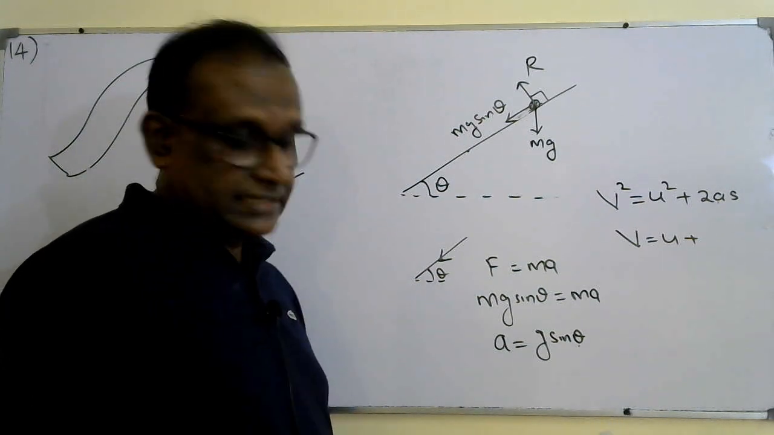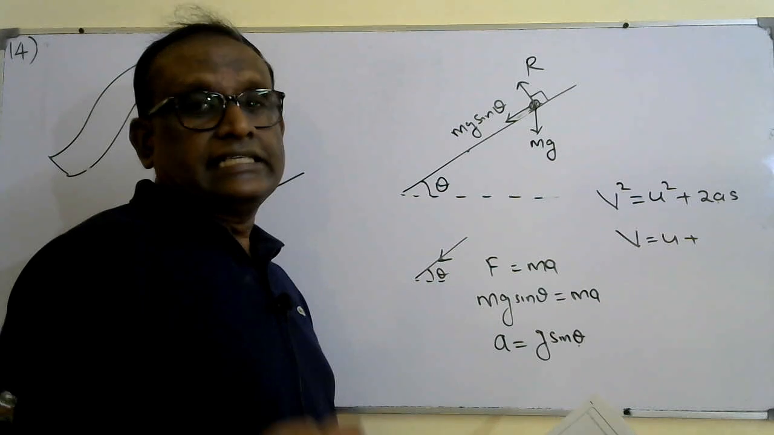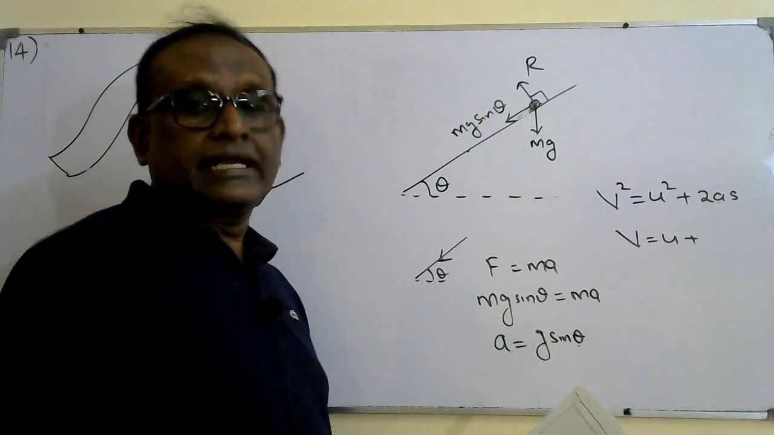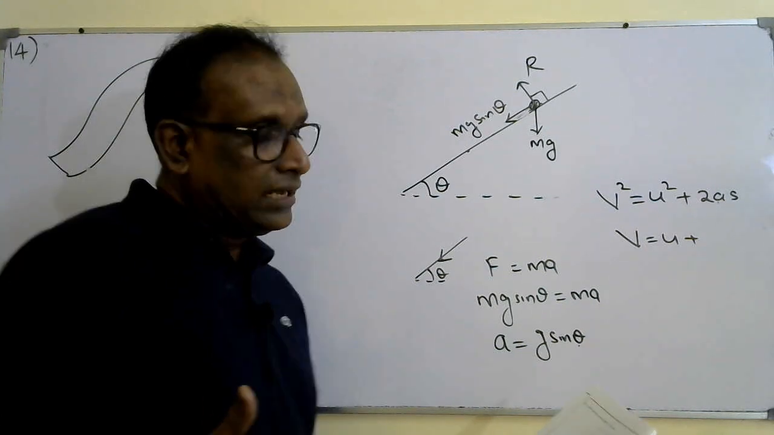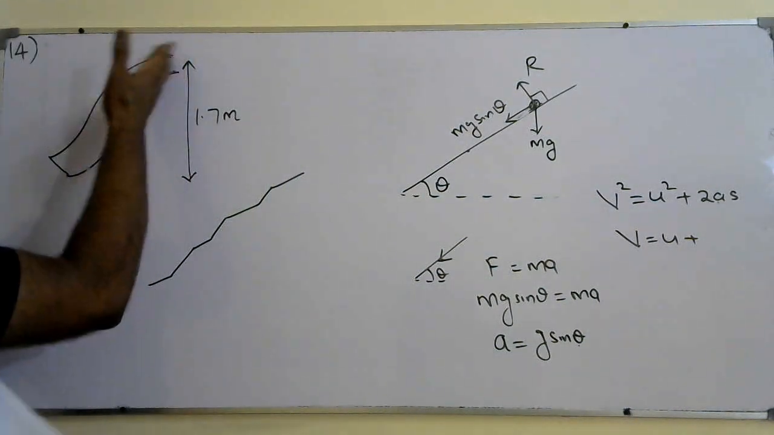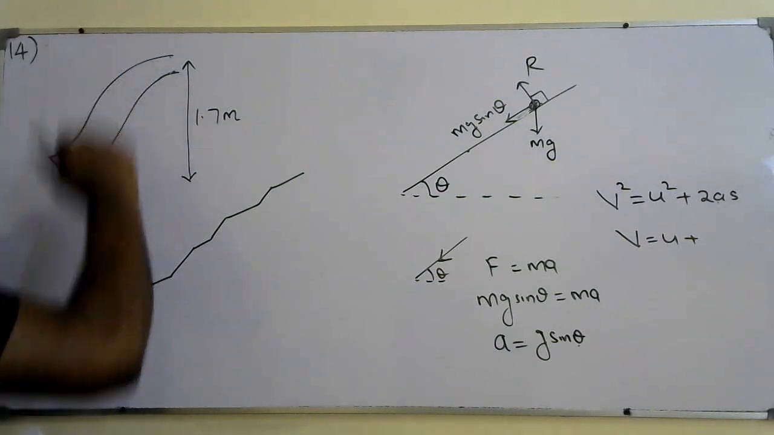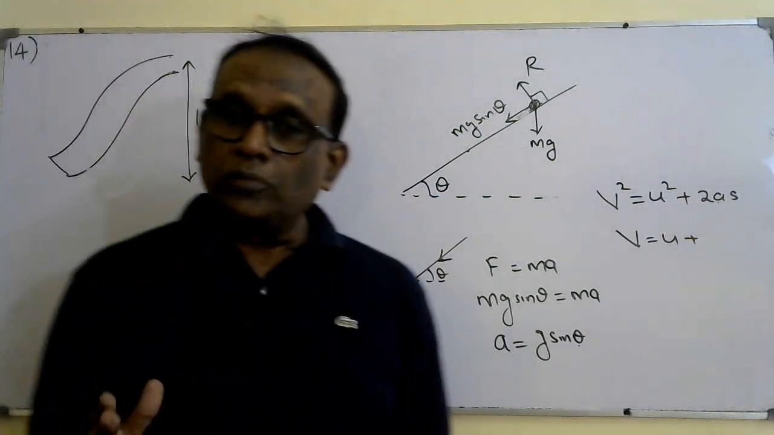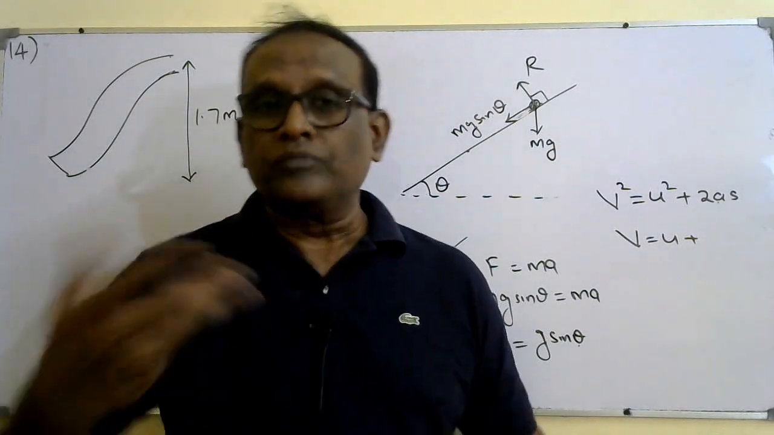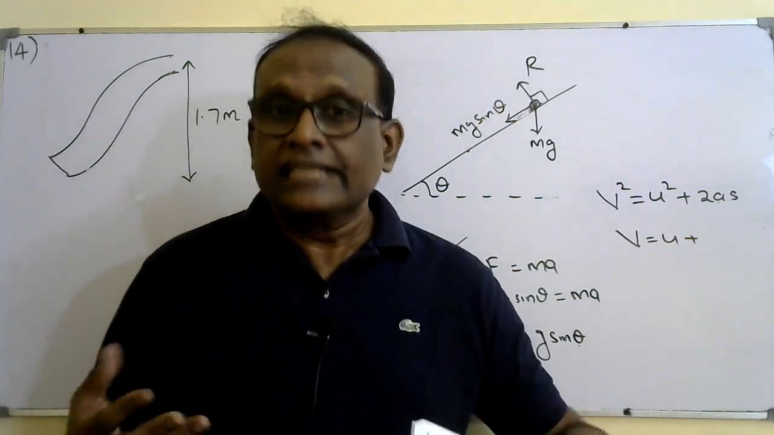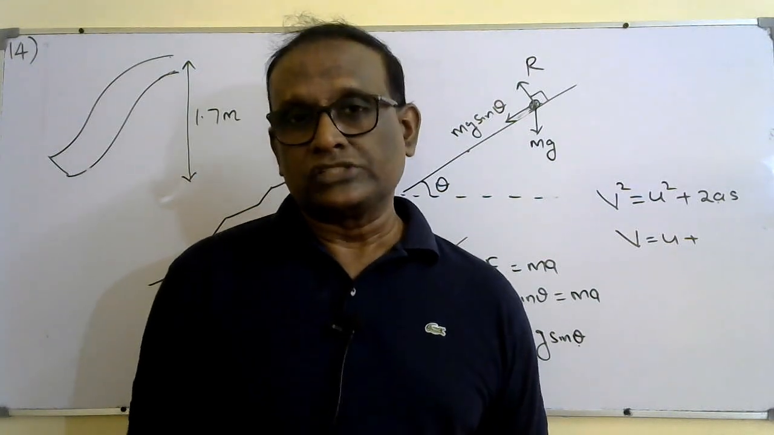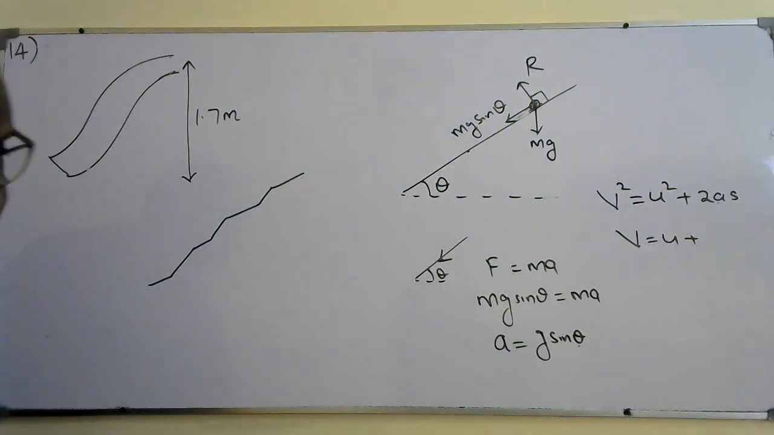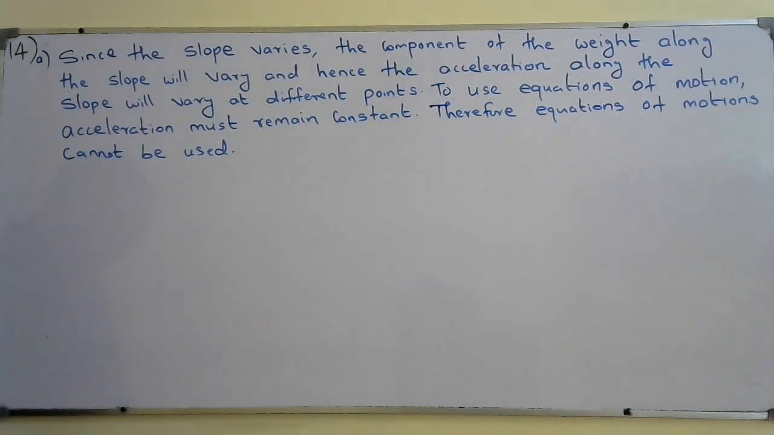So in the answer you have to say, first, the conditions to use equations of motion: it should move on a straight line with constant acceleration. Then you can say the slope of the slide is varying at different points, therefore the component of the weight along the slope will vary, and hence the acceleration will be different at different points. Therefore, the equations of motion cannot be used. So this is the answer.